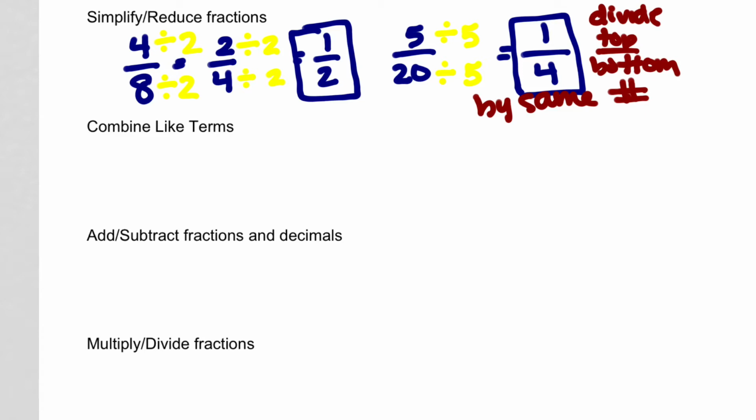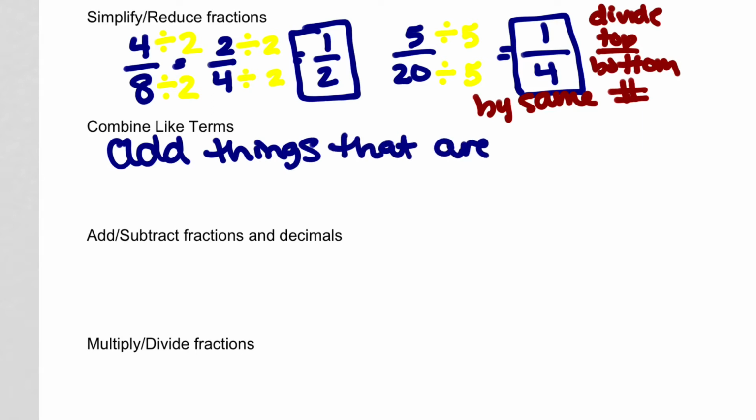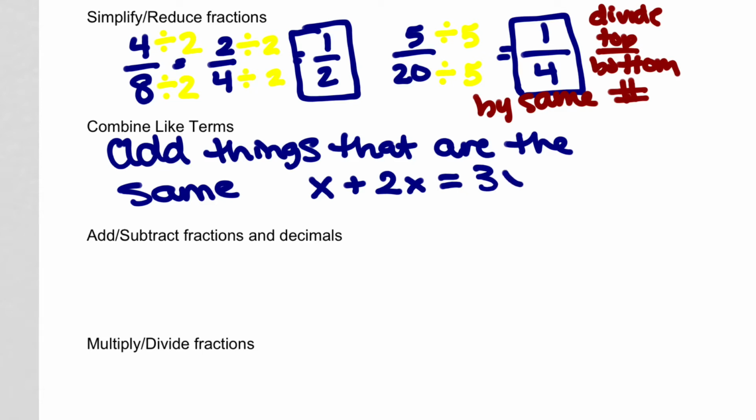Combining like terms, well, I think that's on there twice because I think we already did that. But combining like terms just means that you can add things that are the same. So like if I have something with x's, like x plus 2x, I know that that can be 3x. But if I have something like x plus 2y's, I can't combine those. They're not the same thing. So that would just have to stay x and 2y.